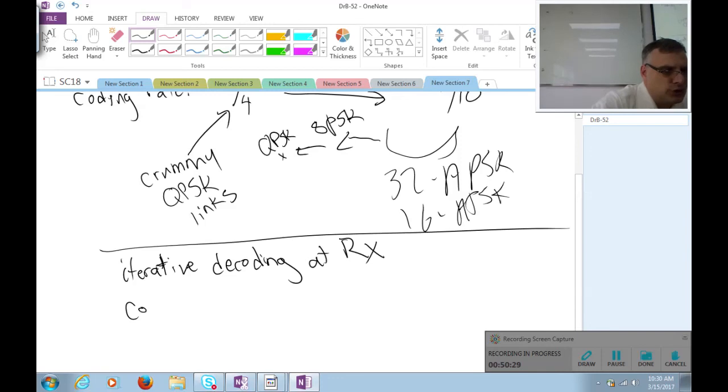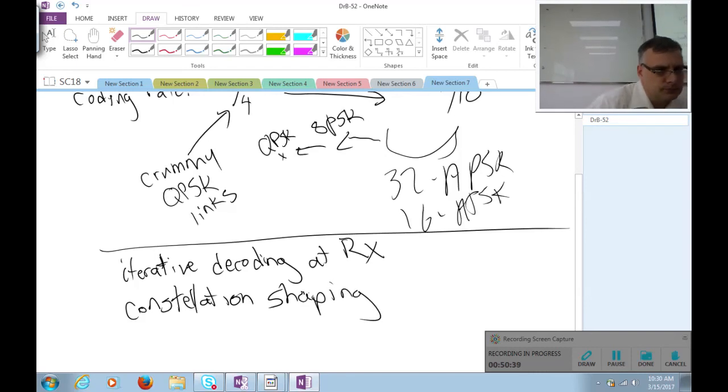And another future topic of investigation is constellation shaping. Constellation shaping is where you do not transmit on that outer ring as often when you're operating at very high order constellations like 32 APSK. You don't use the outer ring as often as you use the inner ring, because the inner ring is transmitting at low power levels.